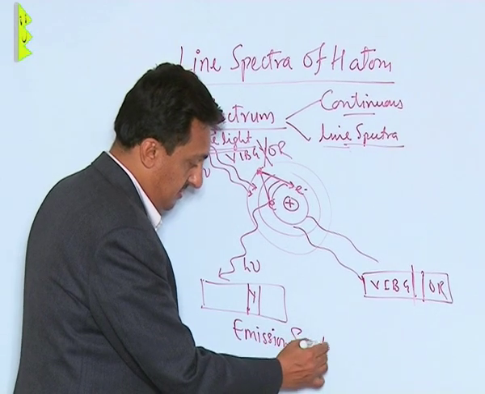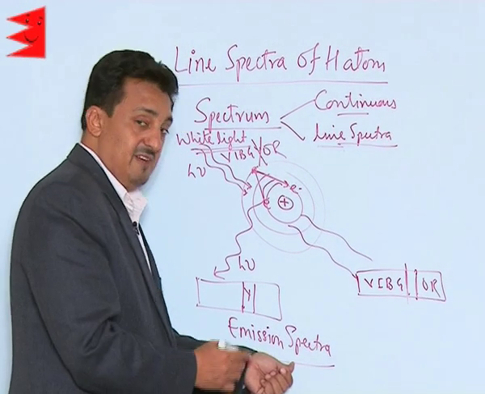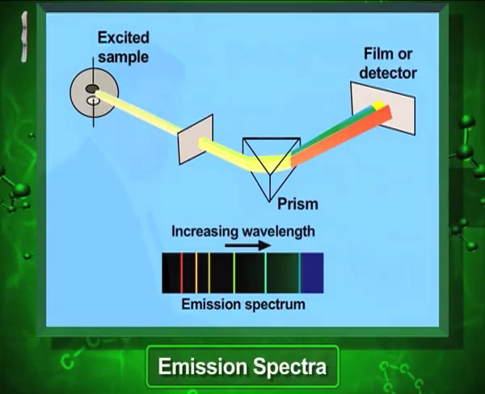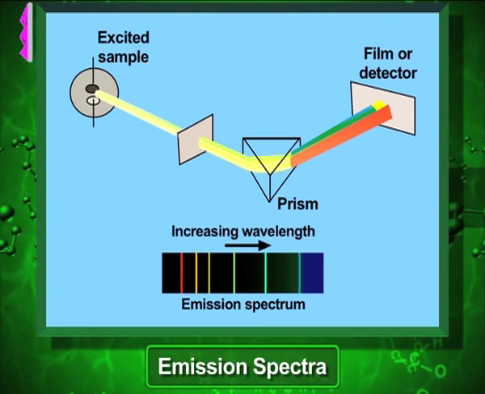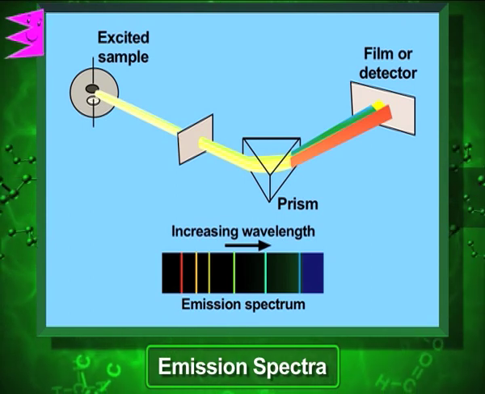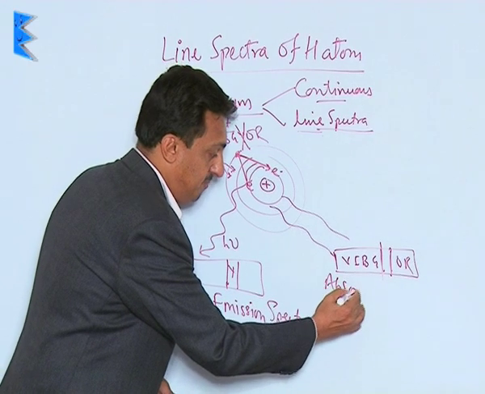Emission spectra. It is the spectra which is obtained from the radiation which is emitted out. These are the ones which are emitted out by the substance or by the atoms. Then what is absorption spectra?